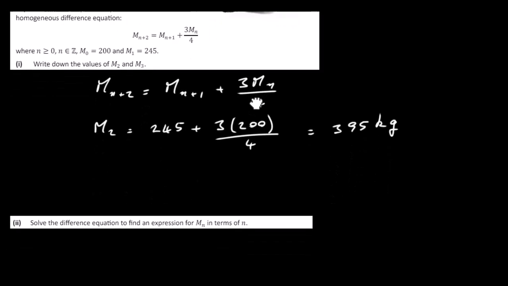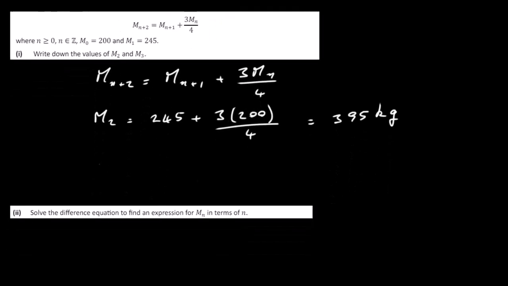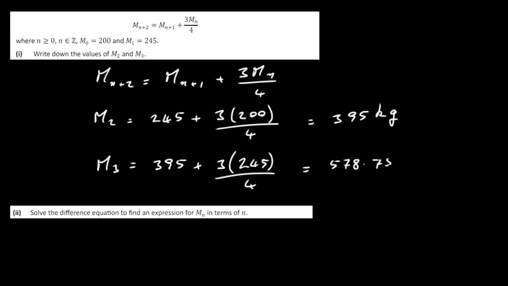We just got to do this again for M3. So M3 is equal to, so if this is 3 here, that means n must be 1. So we want M(n+1), in other words we want M2. So M2 is 395 kilograms plus 3 times Mn. We want M1, and M1 was 245. Divide by 4. When you do that, you get 578.75 kilograms. And that's really it for part 1.